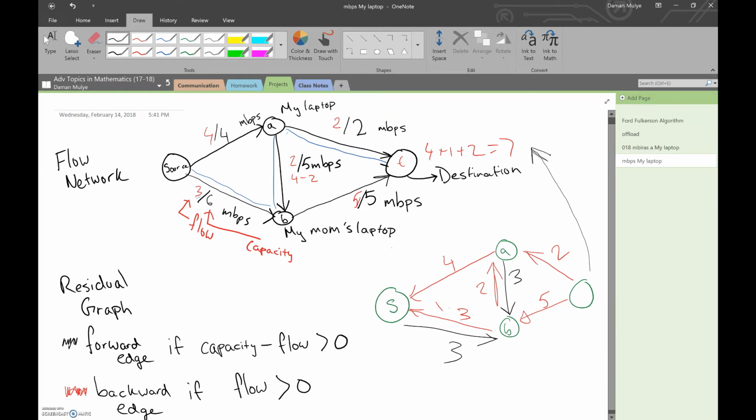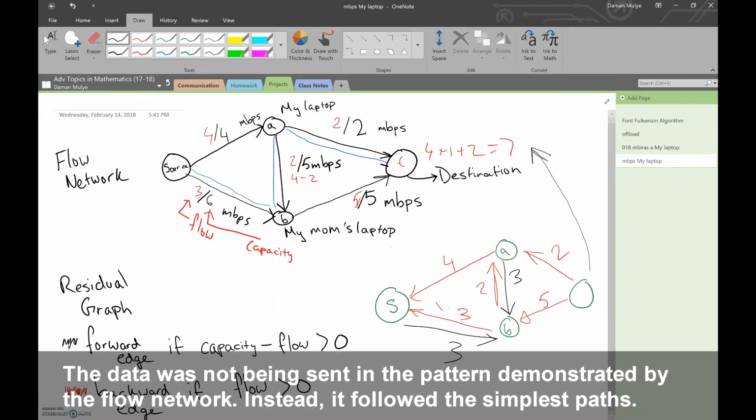Now, I did do a real-life experiment where I actually connected these laptops and limited the data sent and received, and I did find that at the destination it was receiving a total of 7 megabytes per second, which is the exact number that we found to be the maximum flow.